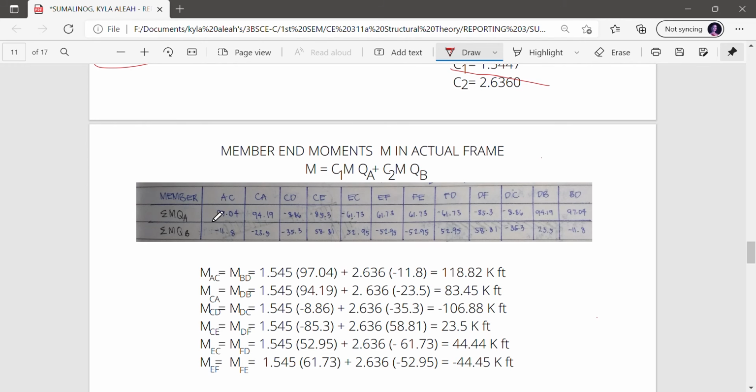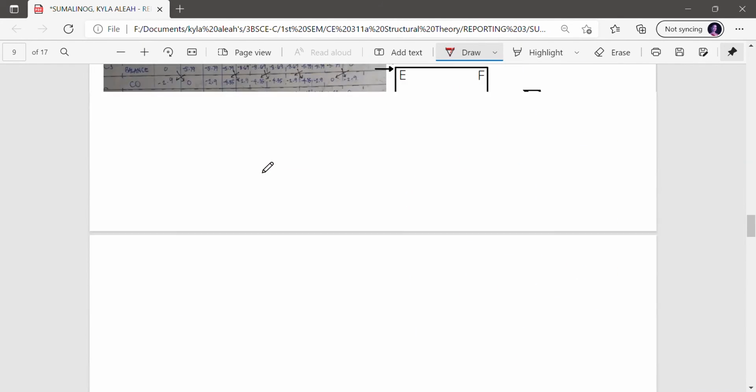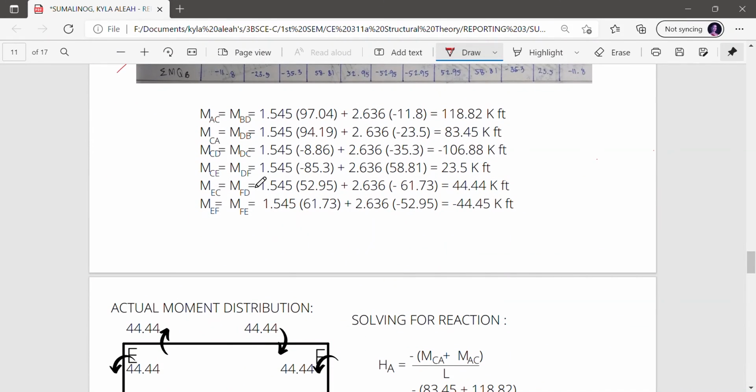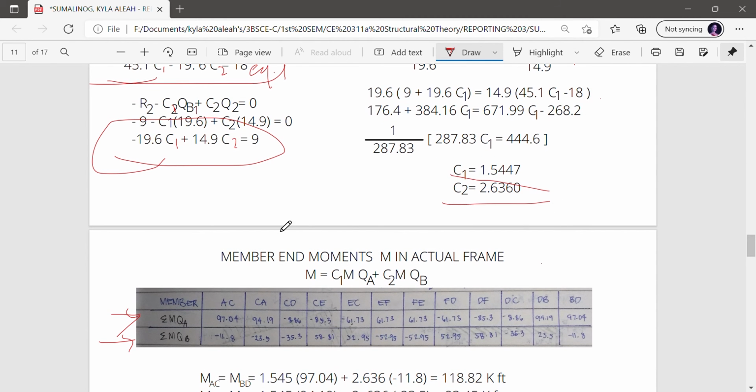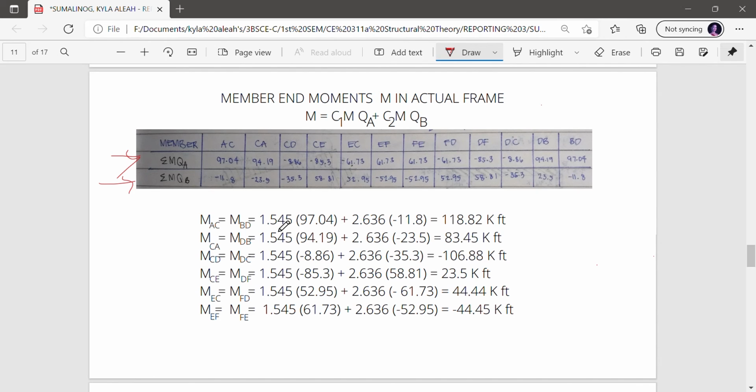So we have here the members AC, CA, CD, CE, EC, EF, FE, FD, DF, DC, DB, and BD. We have the final moments at MQA, the values given as we have solved on the tables in here, and we also have the values on MQB. Now we are going to plot it on the formula, where C1 and C2 are given, so we are able to get the final moment of those members.